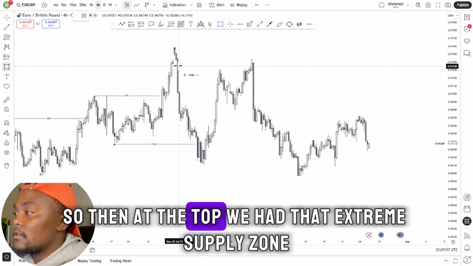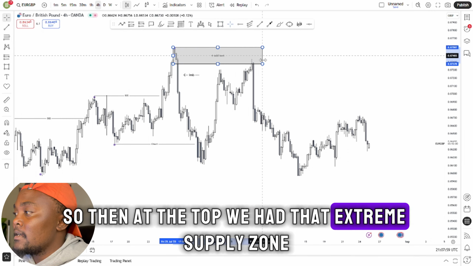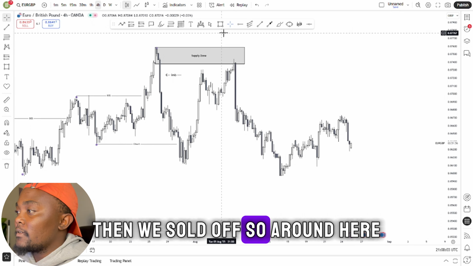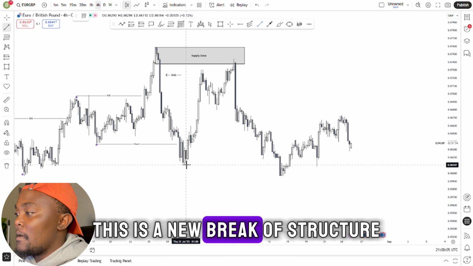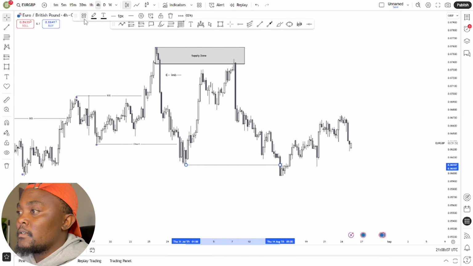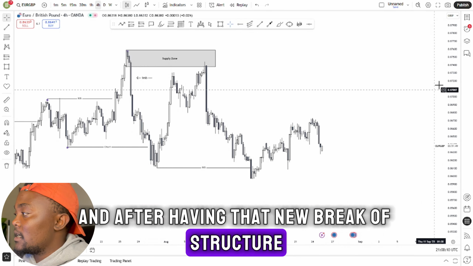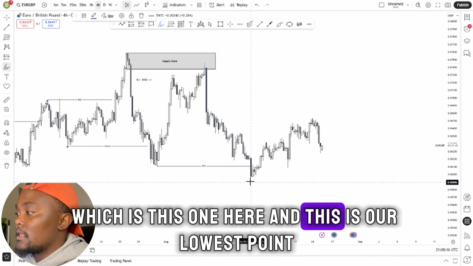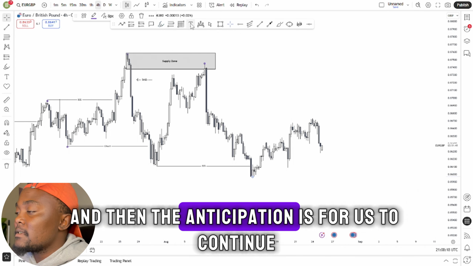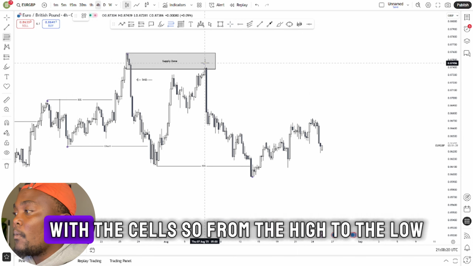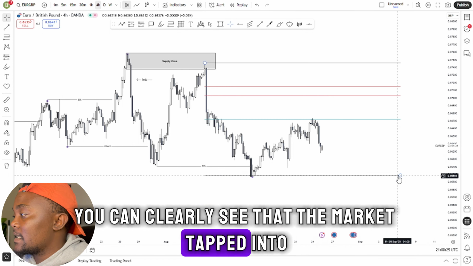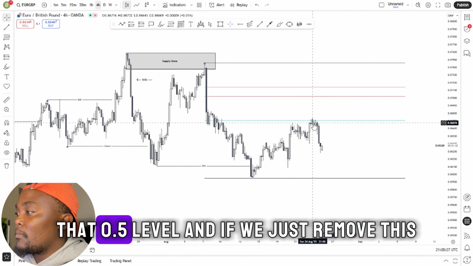So then at the top we had that extreme supply zone, just like that. Then we sold off. So around here, this is a new break of structure. And after having that new break of structure, we already know that this is our highest point, which is this one here. Then this is our lowest point. And then the anticipation is for us to continue with the sells. So from the high to the low, you can clearly see that the market tapped into that 0.5 level.